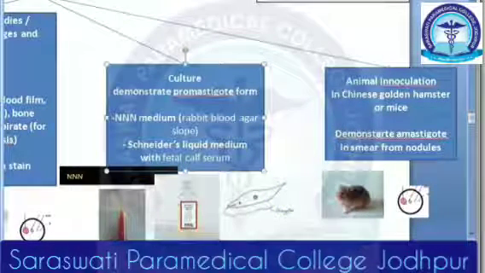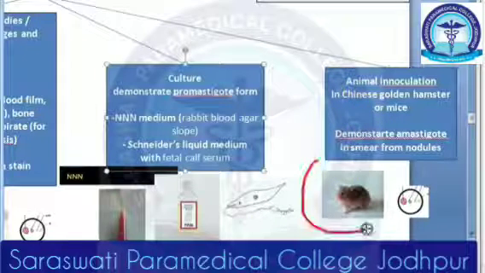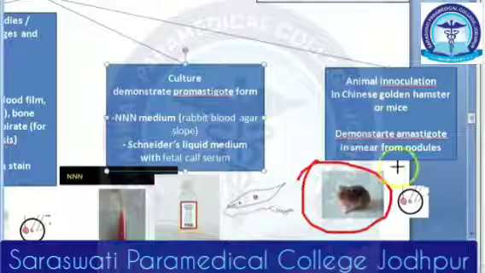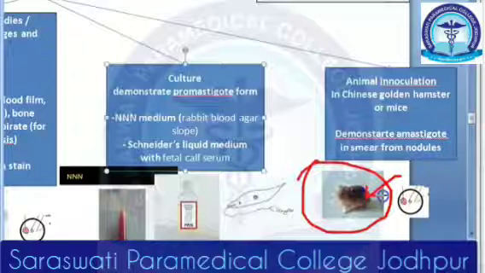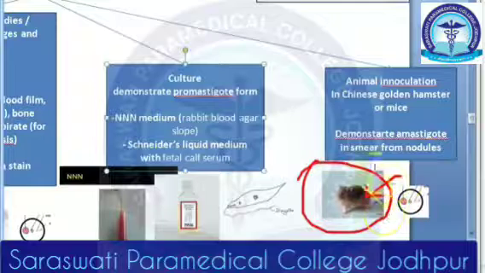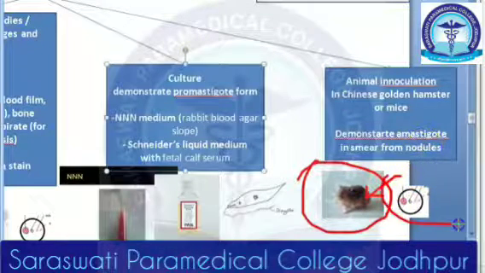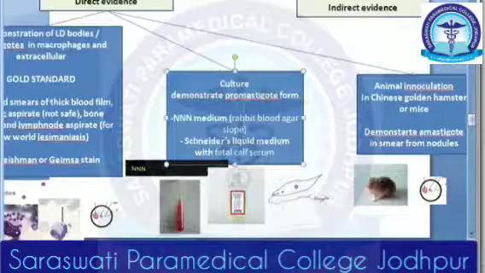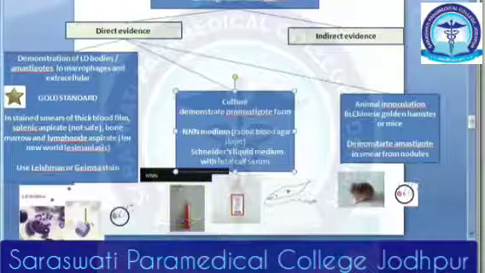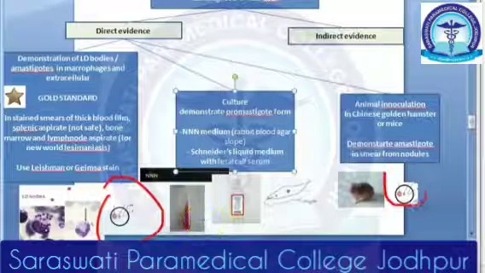Moving on to animal inoculation. So some animal torture being done here on the Chinese golden hamster or mice. You can do animal inoculation, and from the nodules that develop, you can take a smear and demonstrate the amastigote. So you are demonstrating amastigotes in the LD body and in animal inoculation, right? In both of them you are demonstrating amastigotes.